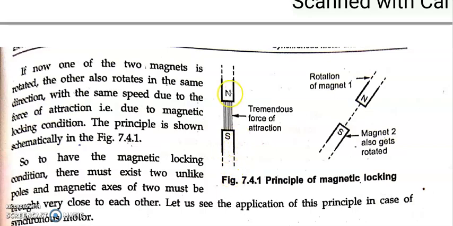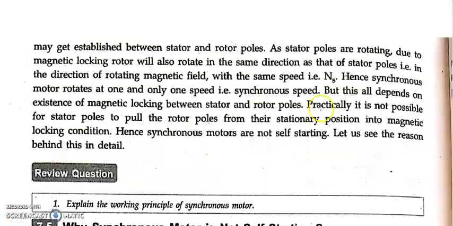And whenever two unlike poles are brought close to each other, a force of attraction is created. We know that the stator is stationary whereas the rotor is rotatory. So that's why your rotor will start to follow the RMF speed of the stator, and finally the rotor speed will catch up with the stator speed, thus the slip will be 0. This is the principle of the synchronous motor.